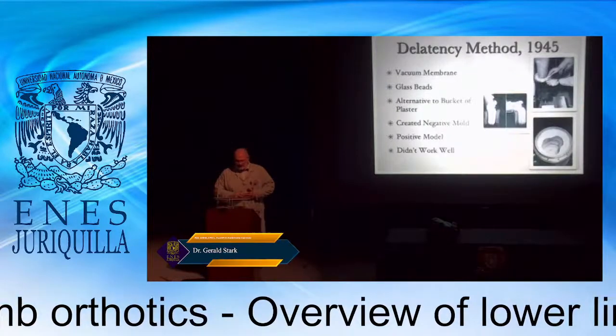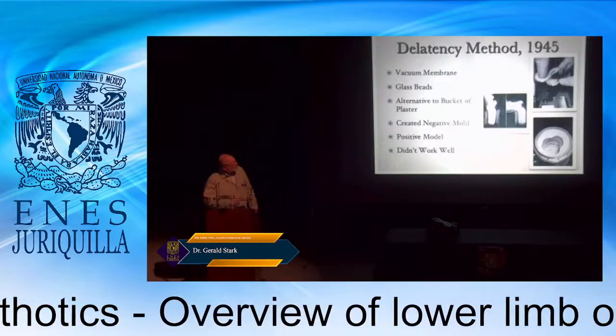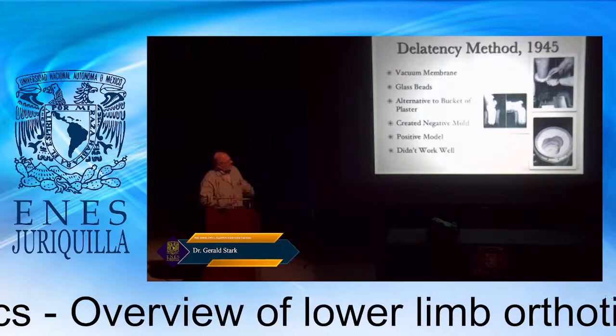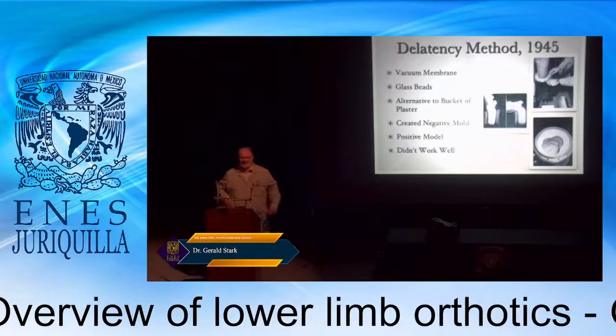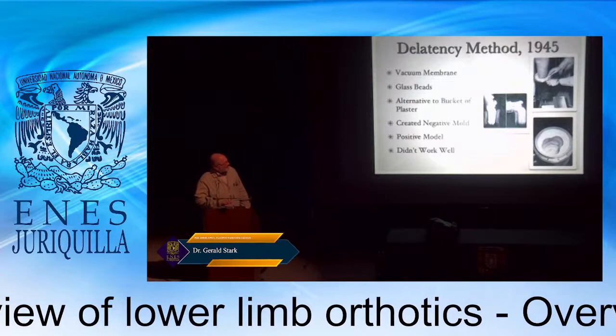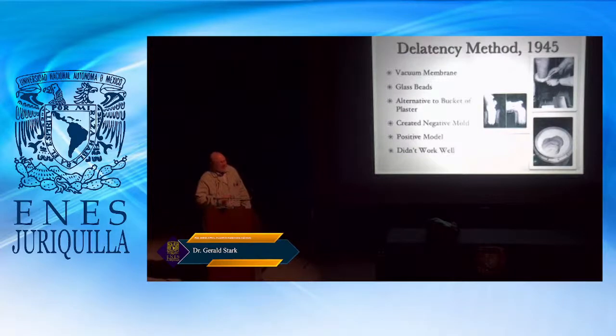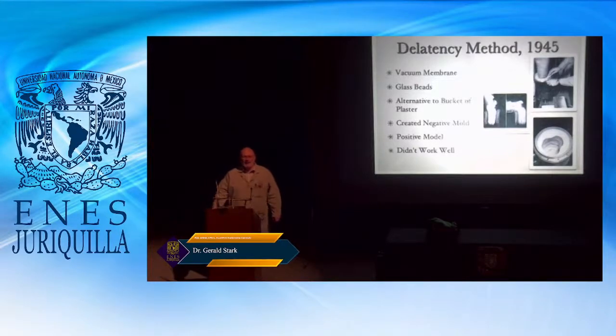Now in 1945, this is a very interesting design. This is called the Latency Method. And what they used was glass beads that were packed into a rubber bladder. And they would insert the patient's limb in here, and then they would apply a vacuum to the glass beads, and it would take on the shape of the limb, and they would pour that with plaster.